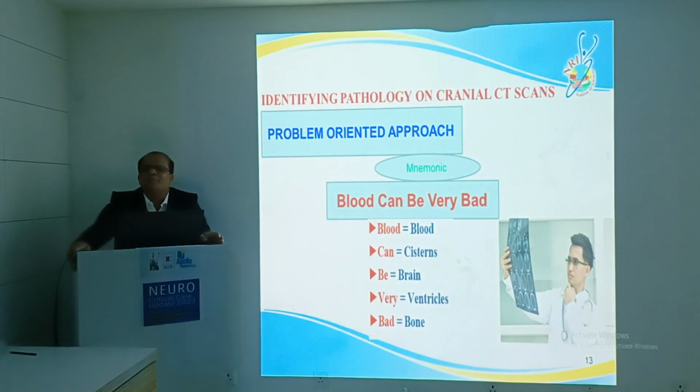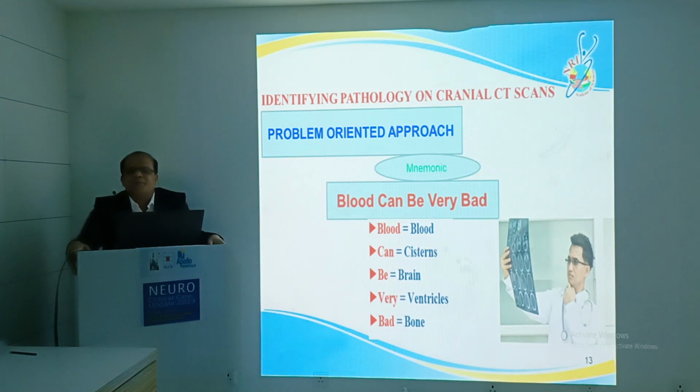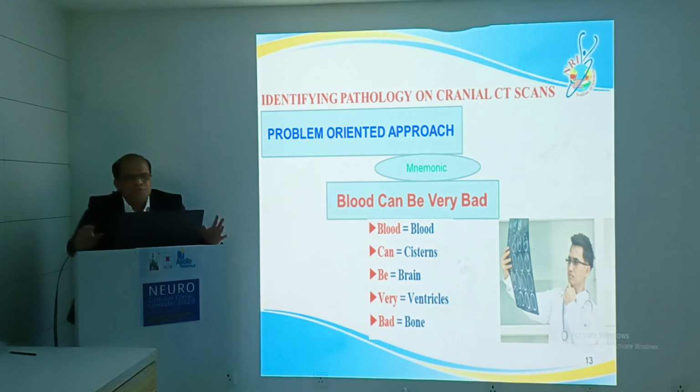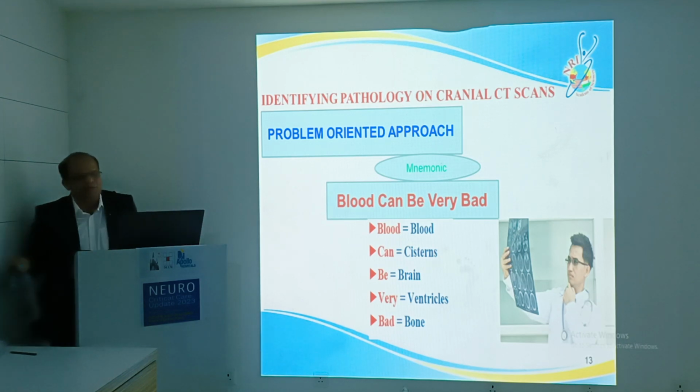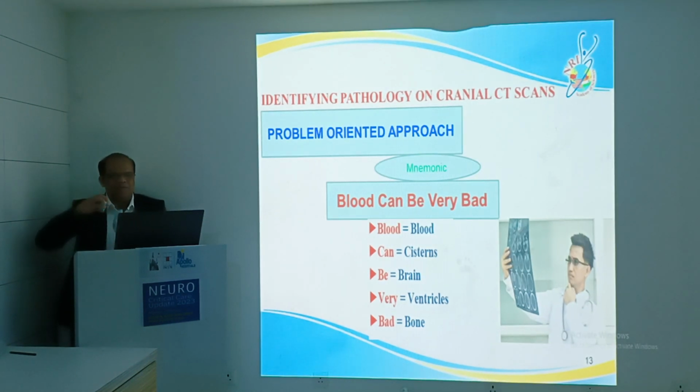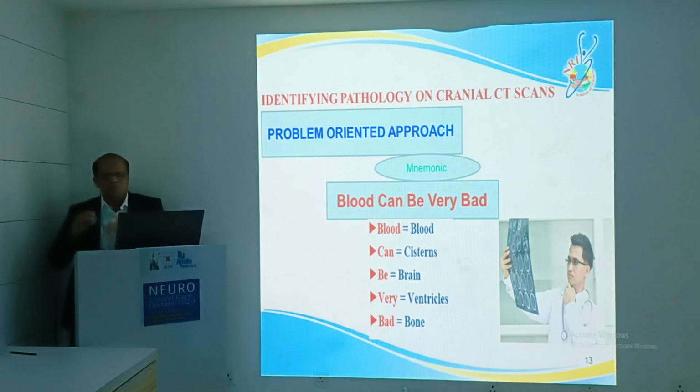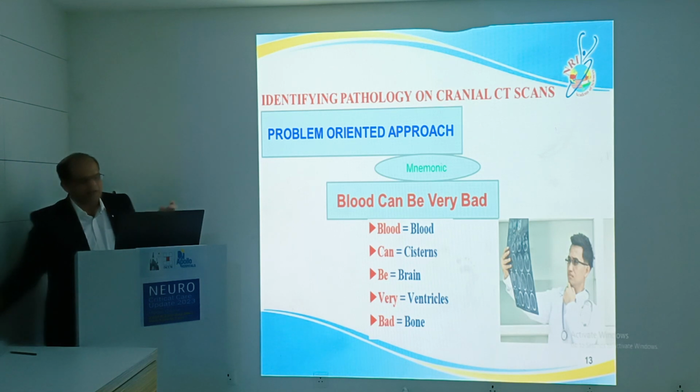When you are at the bedside, being preoccupied with the patient's pathophysiology, say the patient has left hemiplegia, you have to concentrate on the lesions on the right side. While interpreting the CT scan or MRI, you should go in a problem-oriented approach. For that, we have a mnemonic: blood can be very bad.